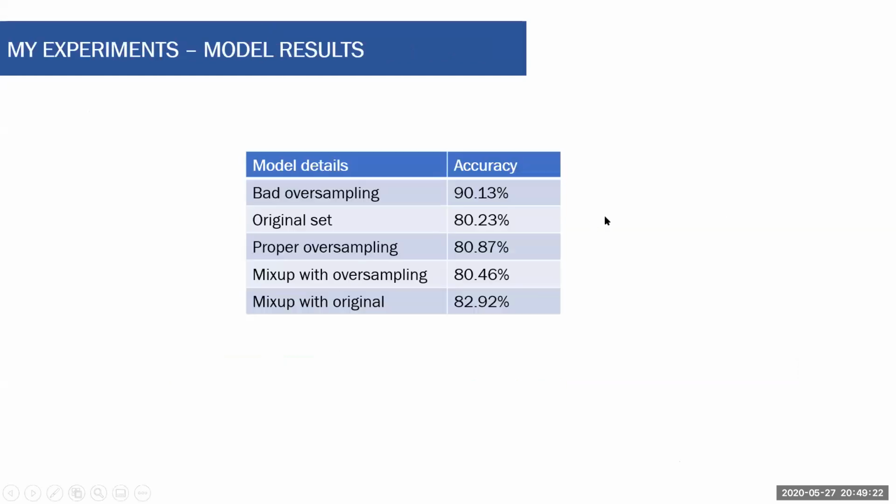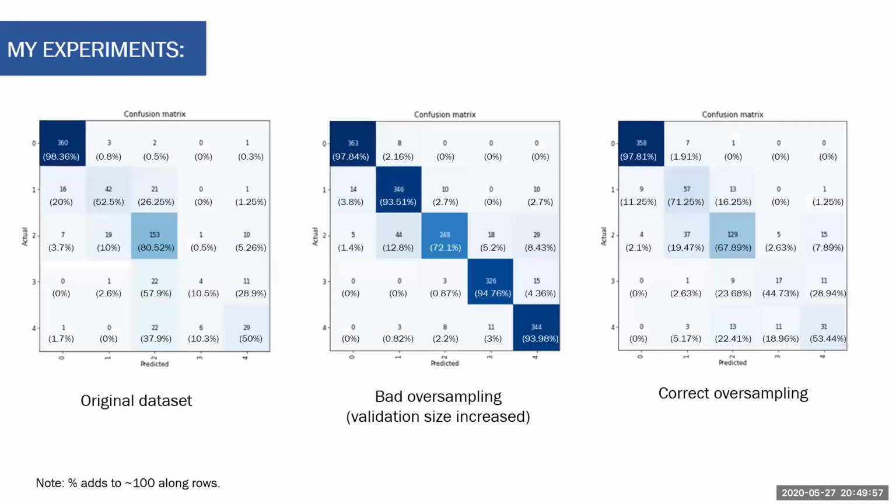So based on my experiments, here are the results. We'll move on to looking in detail at the inferences in the next few slides. But you can see the bad oversampling, which is oversampling before split. You have a 90% plus accuracy, and everything else is in the 80s. Mix up with original without oversampling is 82%, which is interesting. I would have thought that mix up with oversampling would have done better, but I'll share my suspicions regarding that performance in the next two slides.